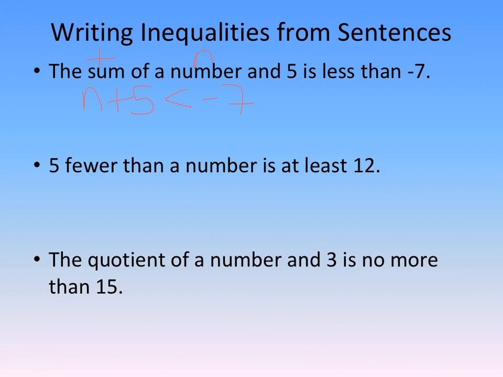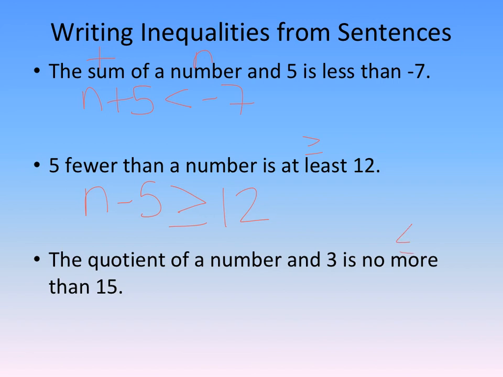Alrighty, 5 fewer than a number is at least 12. Okay, so 5 fewer, that's like subtraction. So a number minus 5, so we're talking 5 fewer than the number, is at least 12, meaning it's 12 or more. 12 or more, it's greater than or equal to 12. It's got to be at least 12, so it could be 12, or it could be more than 12. There we go. So at least means greater than or equal to.